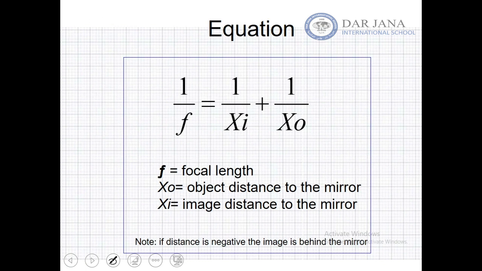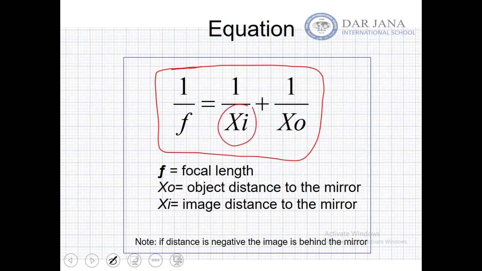Now the equation. Here we have a very important and easy equation in order to find, for example, the focal length. In order to find the focal length, you will be given xi and xo. Once you have xi and xo, it's easy to find f. Sometimes f will be given, xo will be given, and you need to find xi. Always you have two givens, two knowns, and one unknown.